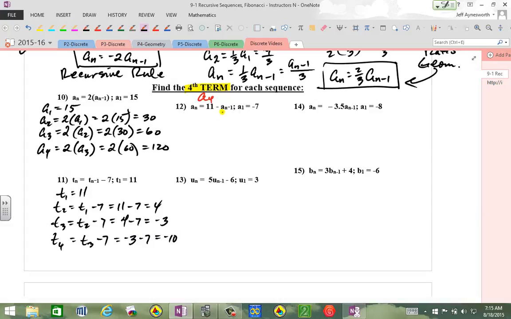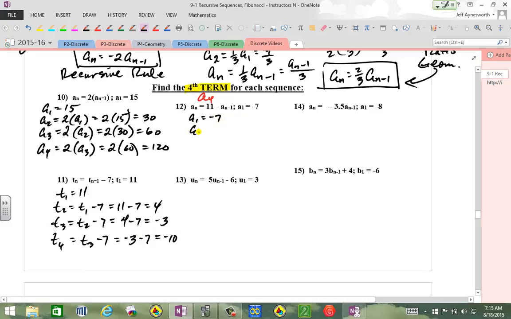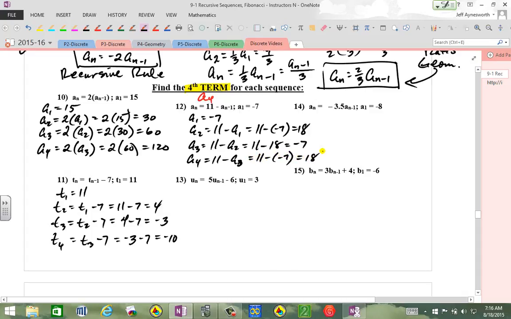So let's try it again. This one here, we're given a sub 1 is negative 7. A sub 2 is 11 minus the one before it. So 11 minus a sub 1. So it's 11 minus a negative 7, and that's 18. A sub 3 is 11 minus a sub 2. So it's 11 minus 18, and that's negative 7. A sub 4 is 11 minus a sub 3, which is 11 minus a negative 7, or 18. So it's alternating, negative 7 to 18, negative 7 to 18, and so on.